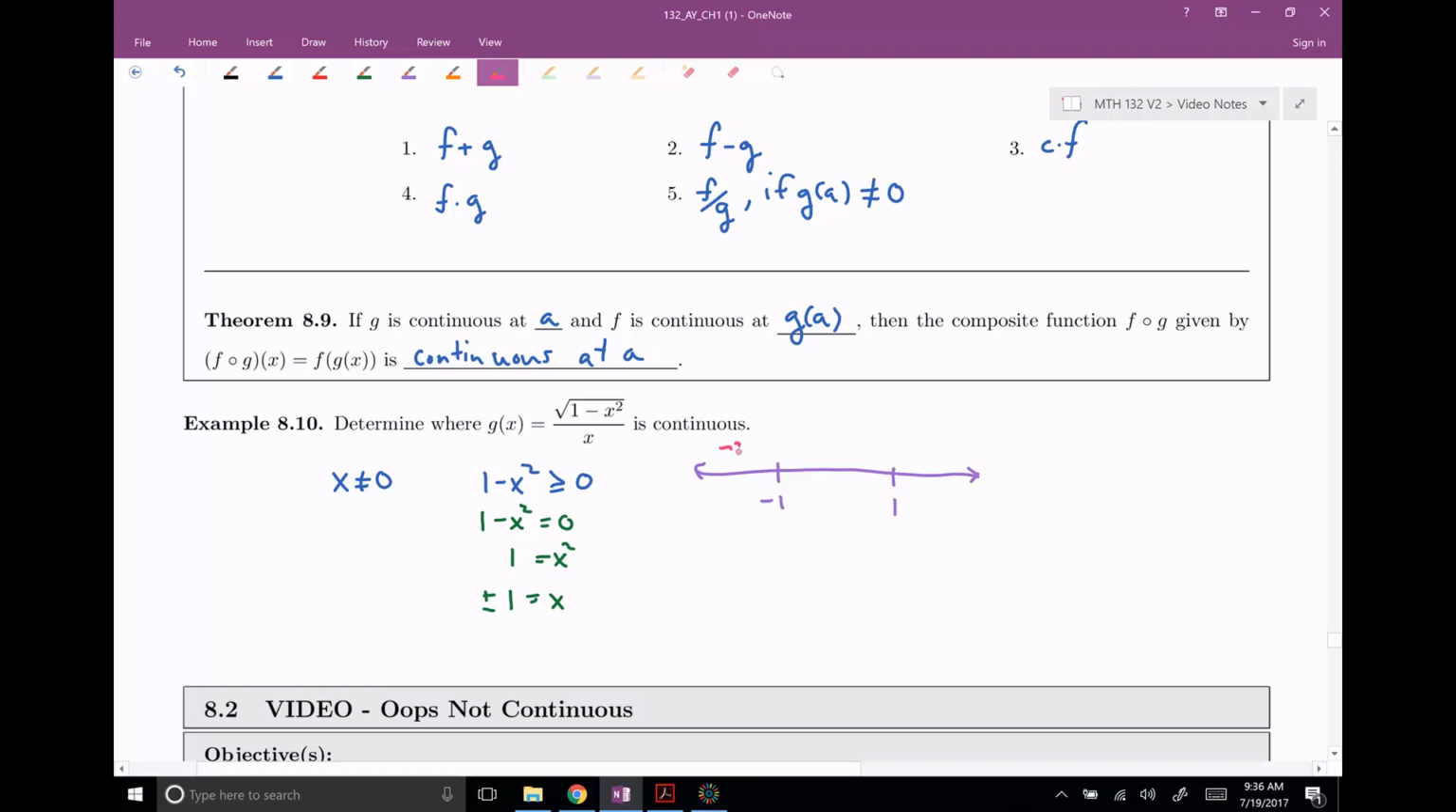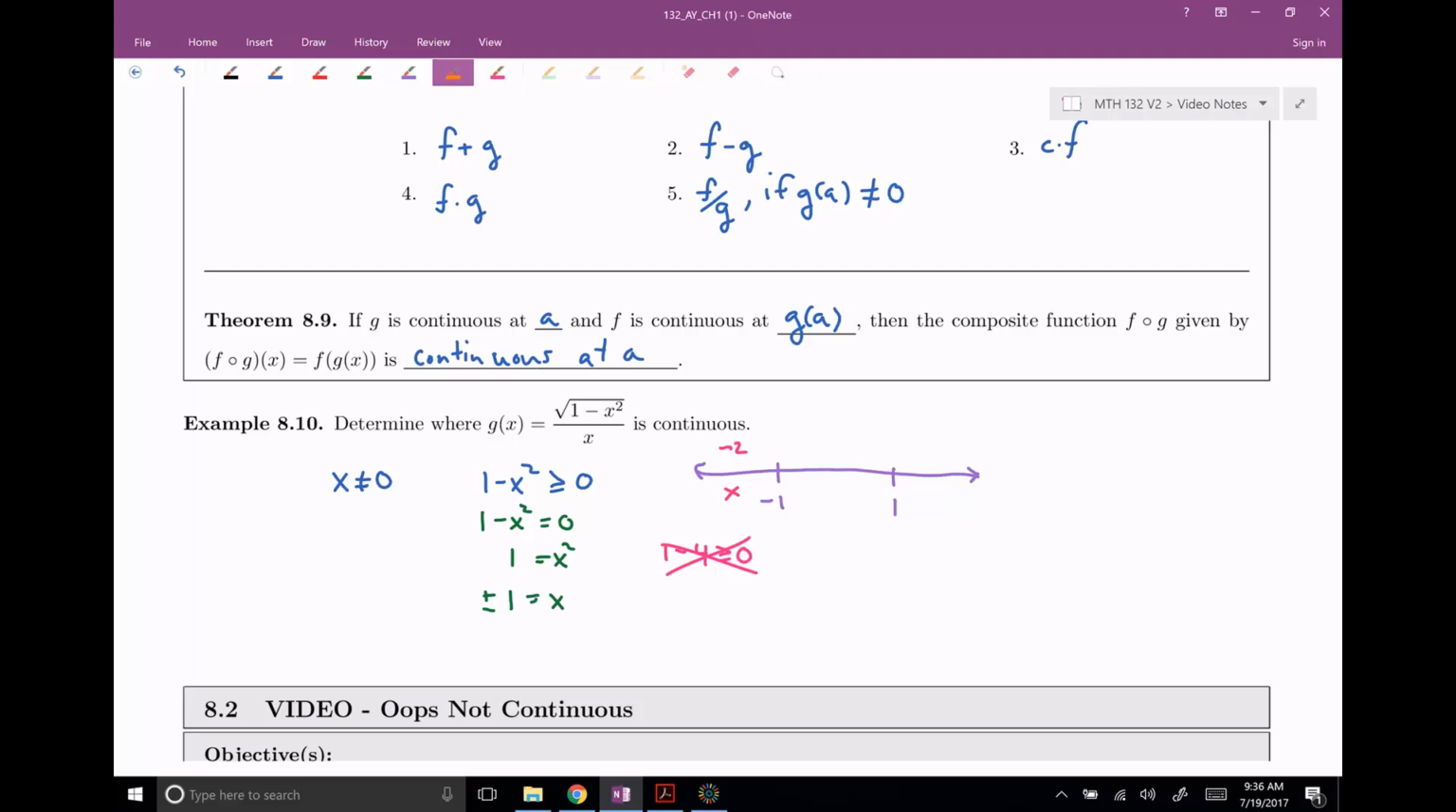Here's a test point, -2, that lives in the numbers that are less than -1. If I was to go ahead and plug in -2 into this inequality, I would have 1 minus -2 squared. -2 squared will be 4, and is that greater than or equal to 0? So 1 minus 4 would be -3. No, this is not. So it is not true at -2, and actually this test point will speak for the entire interval. I'll go into more detail why this works in a later video.